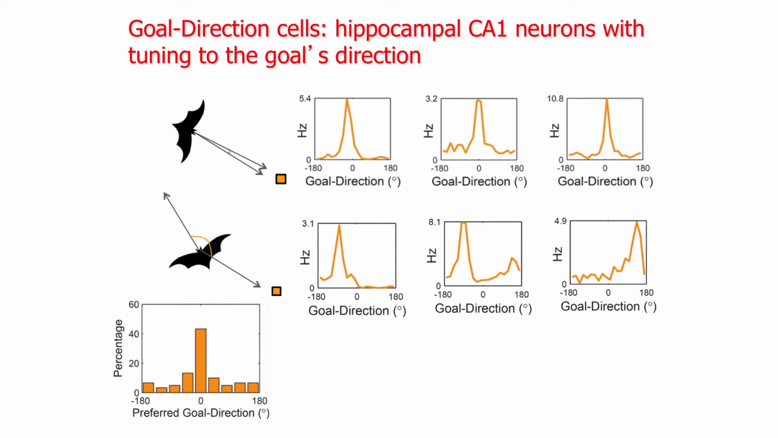And surprisingly enough, the answer is yes. So here are examples. At the top are neurons that are tuned roughly to goal direction 0, so just when the animal is flying towards the goal. And at the bottom are neurons that are tuned, but to non-zero angles. And this is a distribution of preferred goal directions. You see that, first of all, it covers all possible angles, which is good, but it's clearly an overrepresentation of goal direction 0. So flat plus a big overrepresentation at 0.